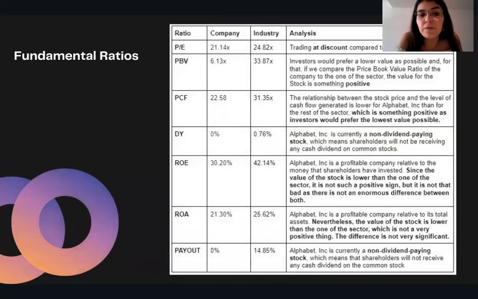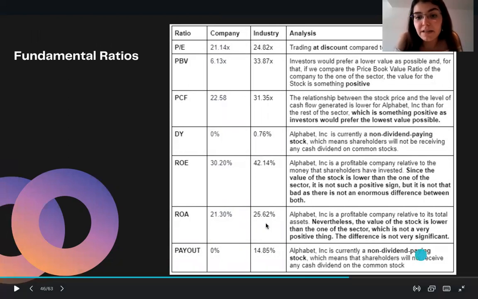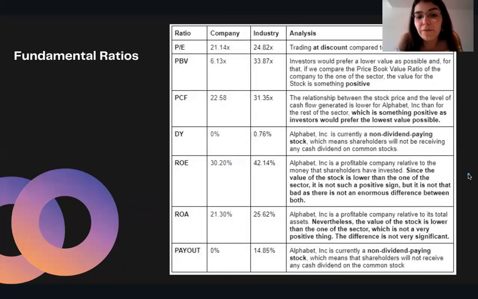Then regarding its fundamental ratios, we can see that Alphabet is trading at a discount. Also, we can see positive values in regards to the price book value and the price cash flow. The dividend yield and the payout happen as with Tesla. It's a non-dividend paying stock, and for that, we've got 0% numbers.